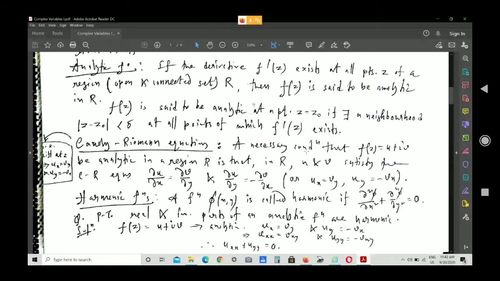What it means is that if a function is analytic or differentiable at a point, then these equations must be satisfied. But if these equations are satisfied, it does not mean that the function is differentiable at that point. Only one side is true, that's why it is necessary, not sufficient. Necessary and sufficient means if and only if, both sides true. Necessary means only one side is true. In this case, if a function is differentiable, then these conditions will be satisfied, but the converse is not true. This condition is satisfied, but still the function may not be differentiable. That's what this example is saying.